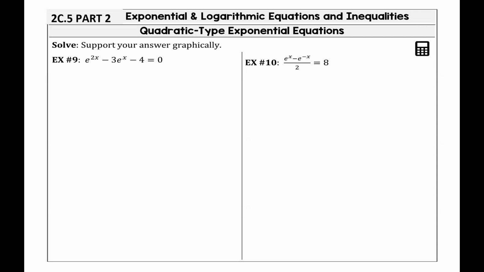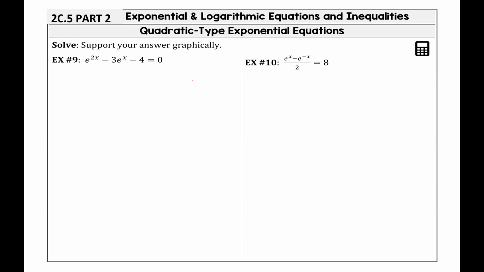So up first here, we have e to the 2x minus 3e to the x minus 4 equals 0. And our goal here is to figure out what x is. Now, a lot of times what we fail to realize is that some of what we see are things that we already know how to do, okay? How many of you remember quadratic functions? Do you remember quadratic equations and how we solve them? Through factoring, right? So this is a situation where your prior knowledge comes in handy, okay?